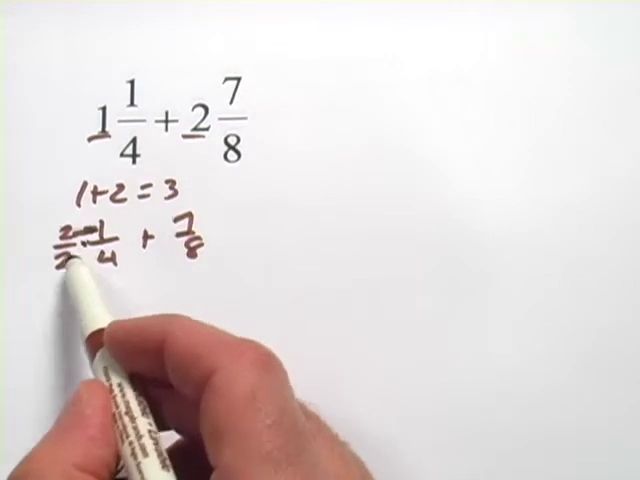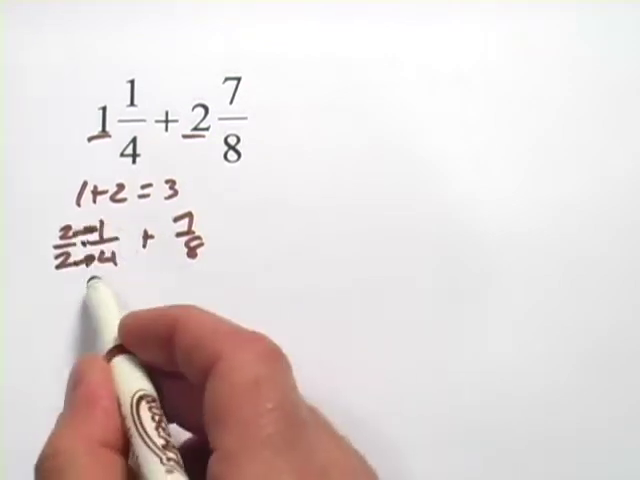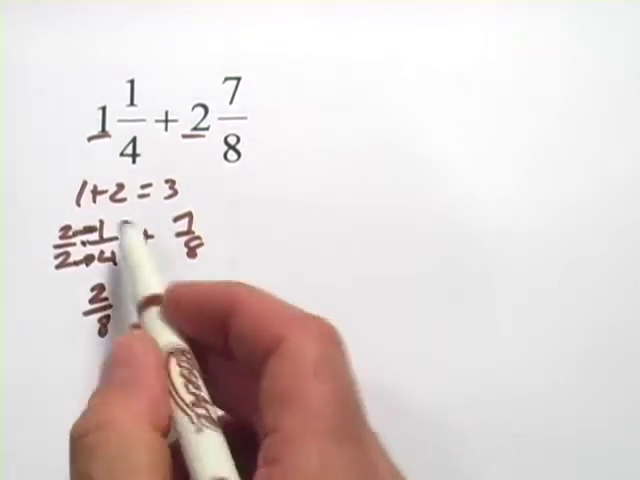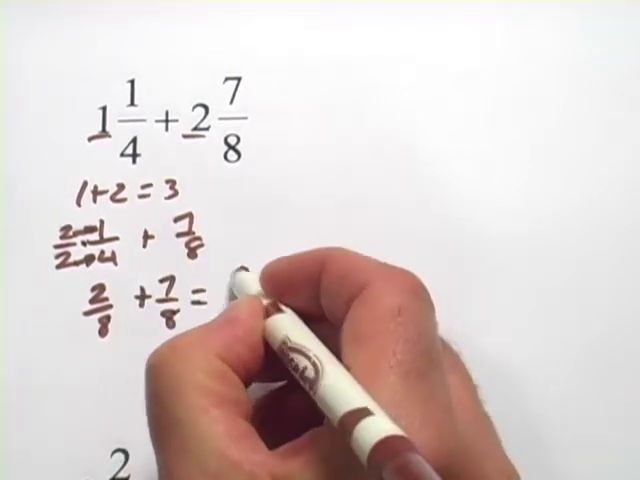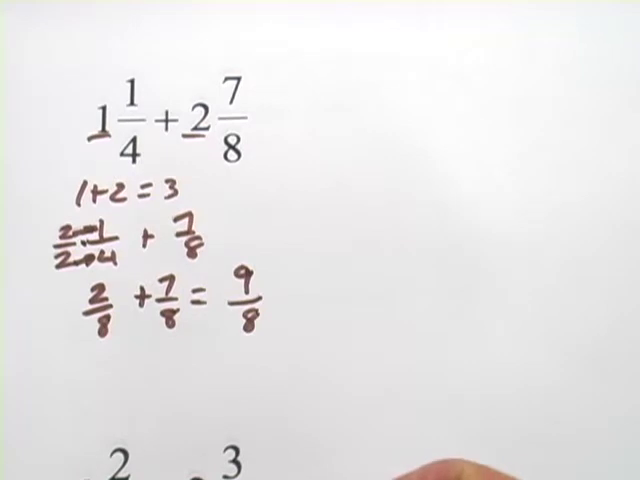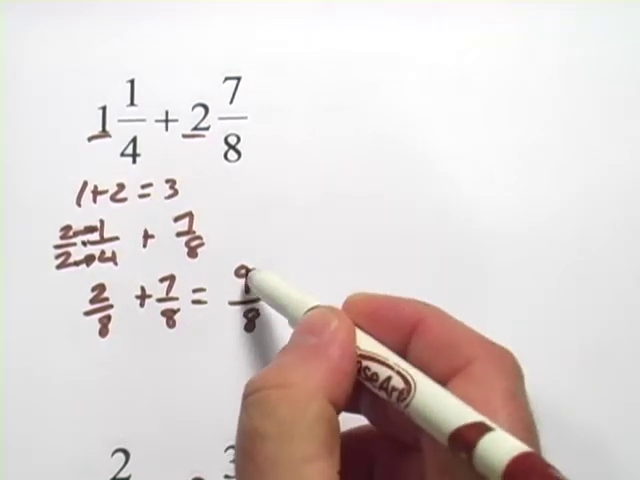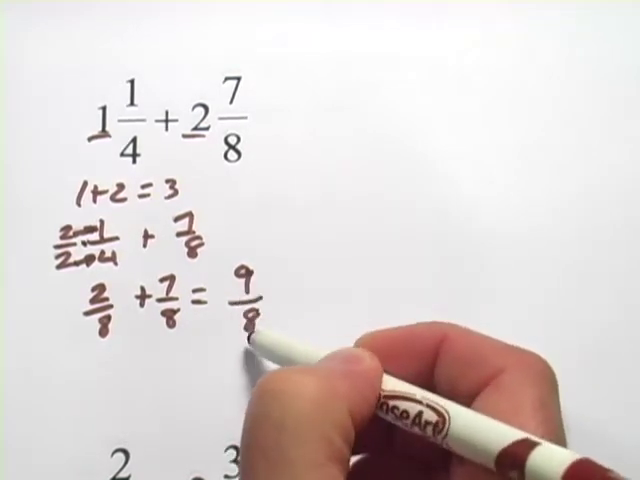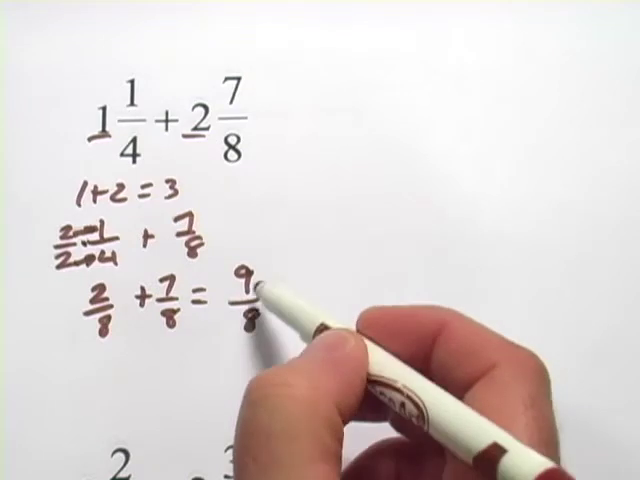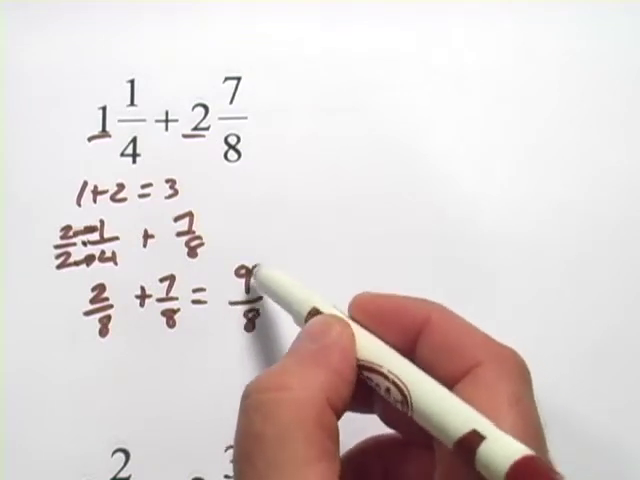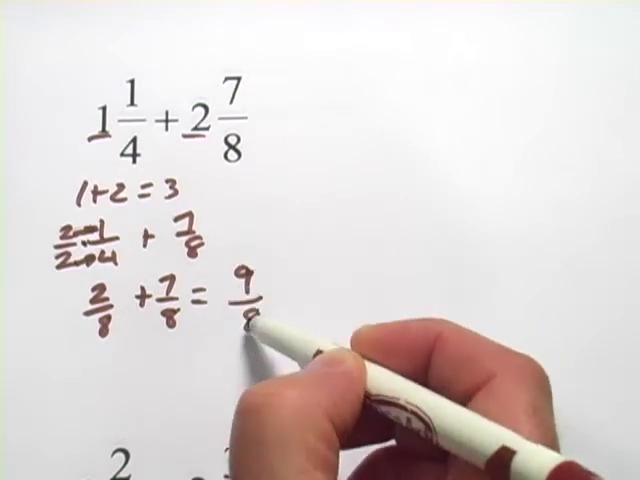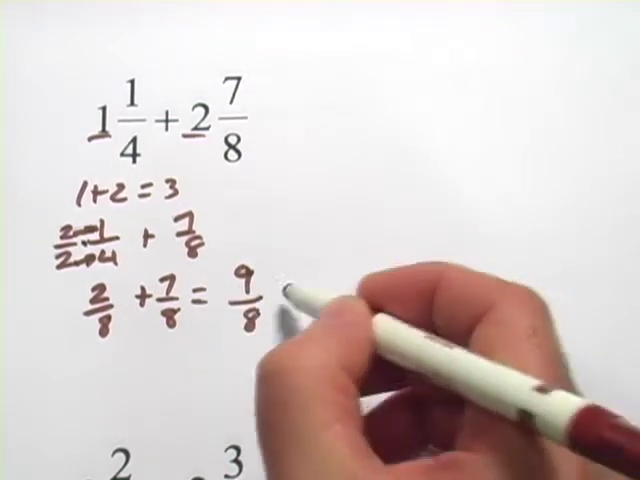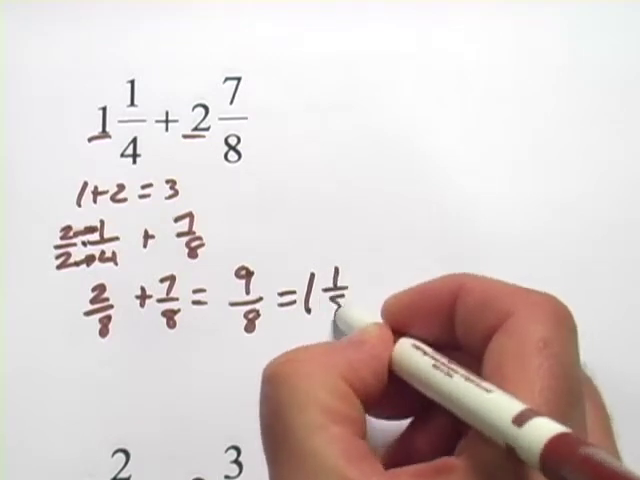We multiply across the top, multiply across the bottom. We've got 2/8 then, which is the same as 1/4, plus 7/8. And that gives me 2 plus 7 is 9/8. Now this is bigger than 1 because the number on top's bigger than the number on the bottom. And what I want to do is figure out how many groups of 8 there are. And there's 1. 8 plus 1 is 9. So there's 8/8 and 1/8 left over. So that would equal 1 and 1/8.